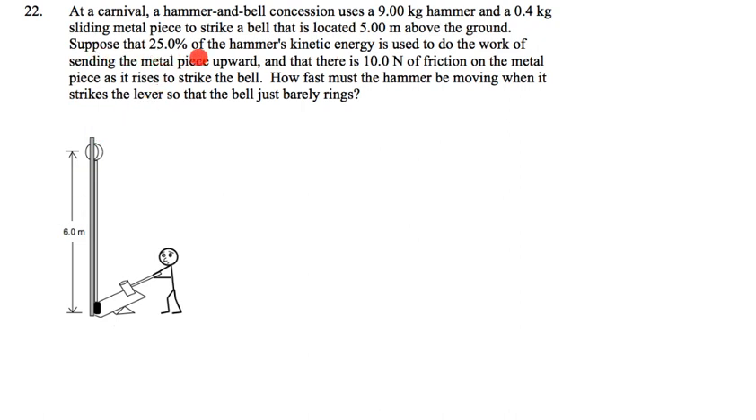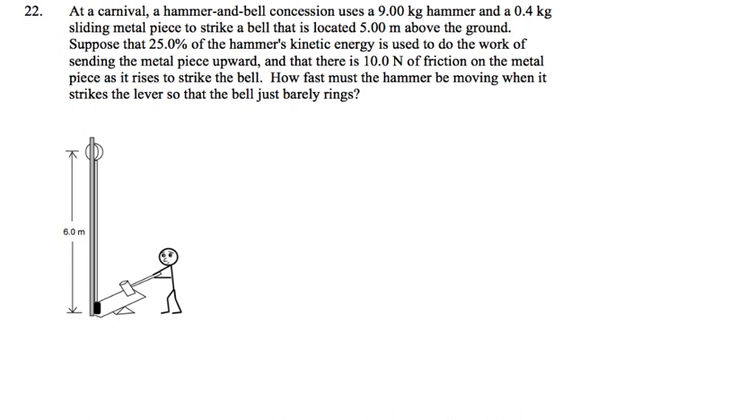Suppose that 25% of the hammer's kinetic energy is used to do the work of sending the metal piece upward. So that's where the substitution is made. Where it says work in my equation, the equation is going to be for the metal piece. I'm not doing an energy equation for the hammer. 25% of the hammer's energy is going to now be the work that sends this up. Now the work is only happening from there to about there, because at that point the metal piece will leave this ramp and go up into the air.